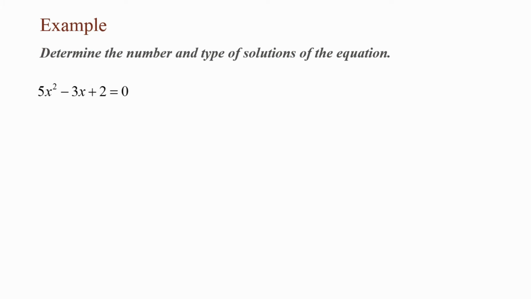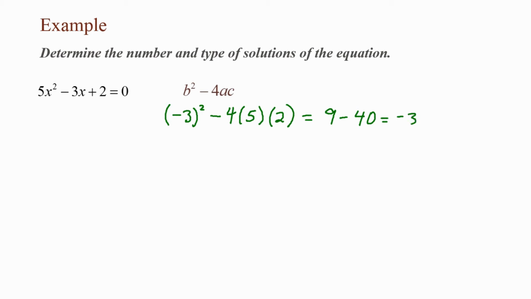In this example, determine the number and type of solutions of the equation, which means we don't actually have to solve the equation. We just are trying to decide what our solutions will look like. 5x squared minus 3x plus 2 equals 0. So using the discriminant, I want b squared, so that's negative 3 squared minus 4 times a, which is 5, times c, which is 2. That equals 9 minus 4 times 5 is 20 times 2 is 40, and 9 minus 40 is negative 31. Since my 31 is negative, I have two imaginary number solutions.